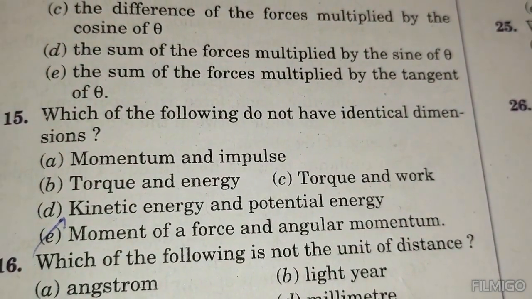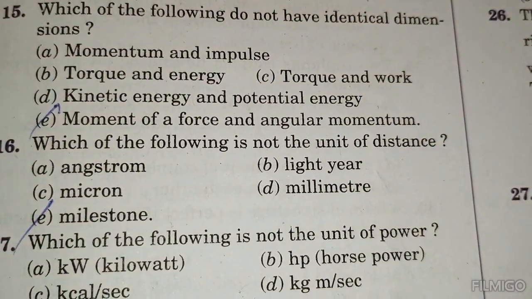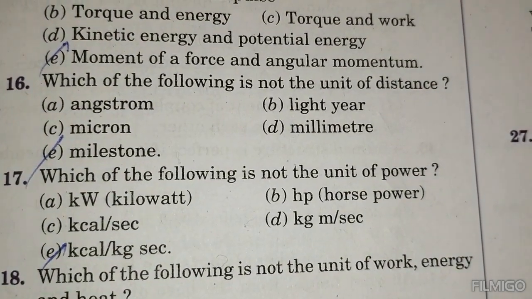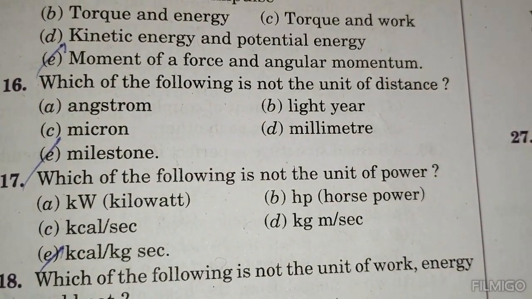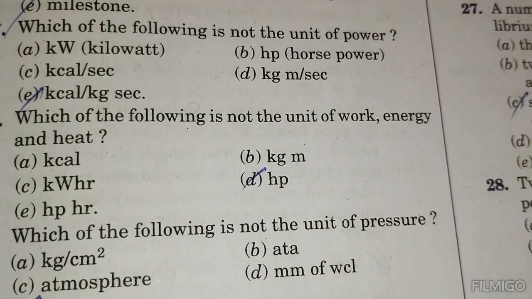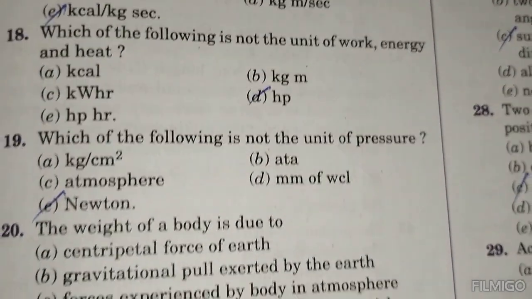Which of the following do not have identical dimensions: moment of force and angular momentum? Which of the following is not a unit of distance: milestone? Which of the following is not a unit of power: kilocalorie per kg per second? Which of the following is not a unit of work, energy and heat: HP? Which of the following is not a unit of pressure: Newton?